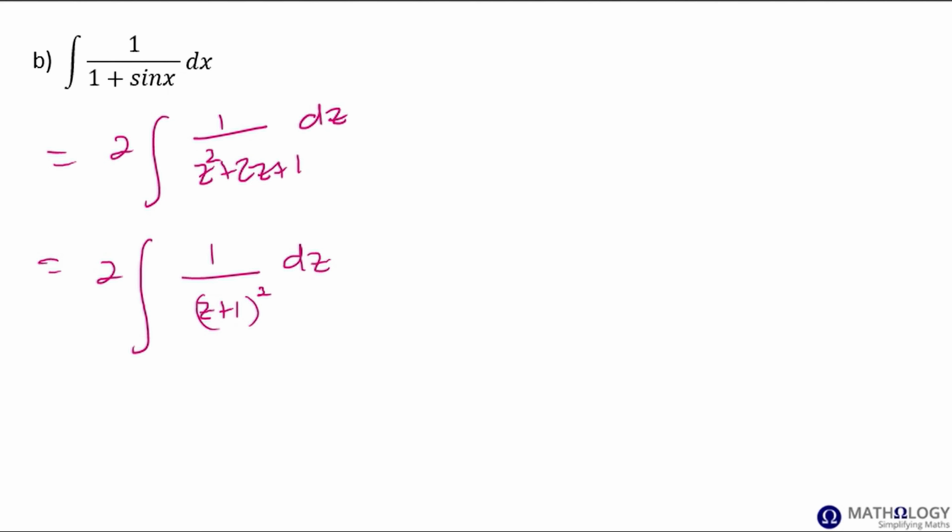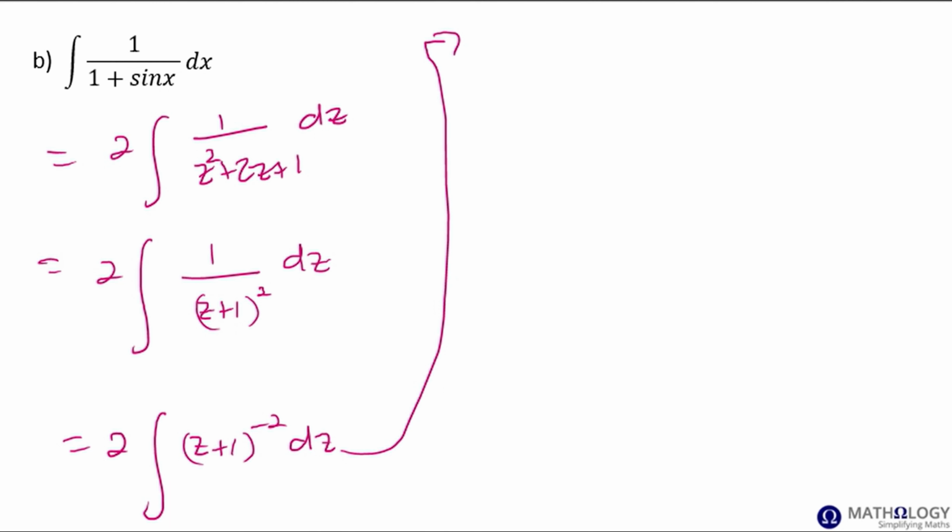No, we actually don't. We don't need that. We can just write it as (z + 1)^(-2) dz. So that equals 2 times the integral of (z + 1)^(-2). We're going to add 1 to the power of -2, we get (z + 1)^(-1), and then we divide by -1, so we're just going to put the minus sign there.